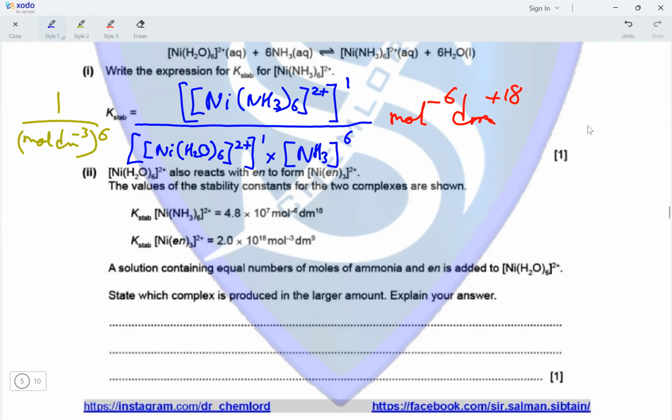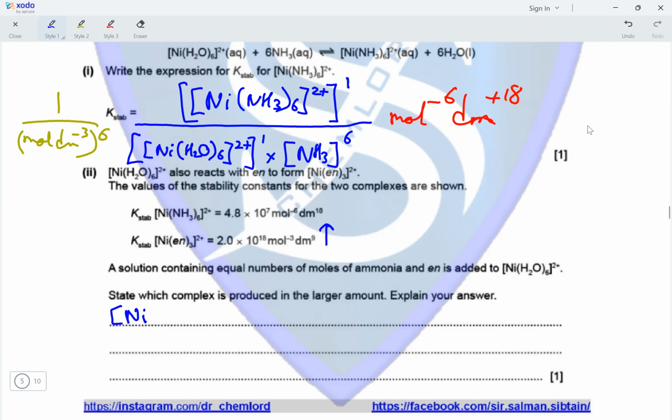Next, Ni(H2O)6 2+ also reacts with en to form Ni(en)3 2+. The value of the stability constant for the two complexes are shown. So with 6 ammonia, the value is 4.8 × 10^7, and with 3 en, it is 2 × 10^18. So this is much higher than the one with 6 ammonia ligands. A solution containing equal number of moles of ammonia and en is added to Ni(H2O)6 2+. State which complex is produced in large amount and explain your answer.